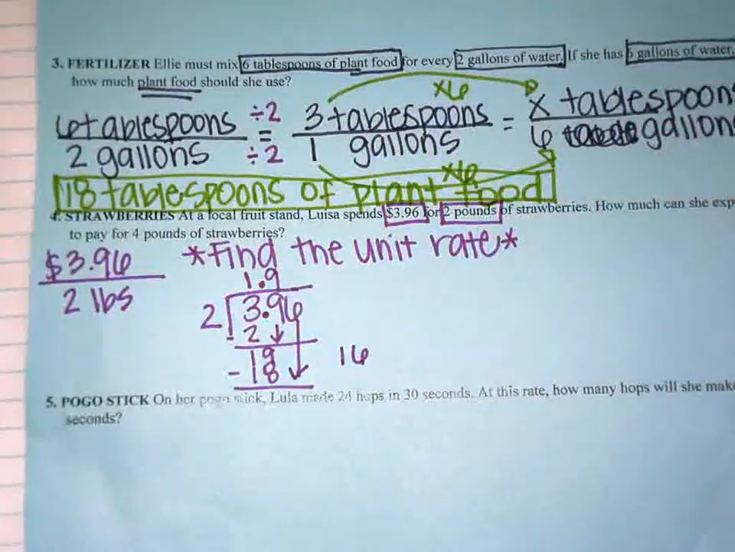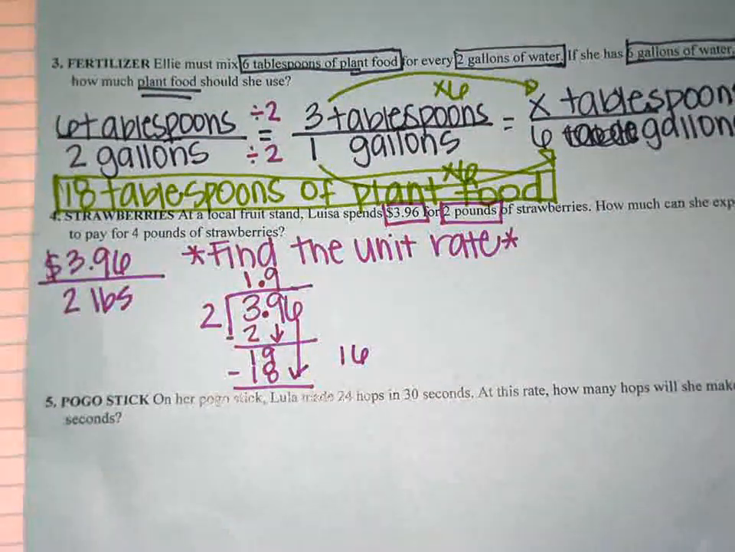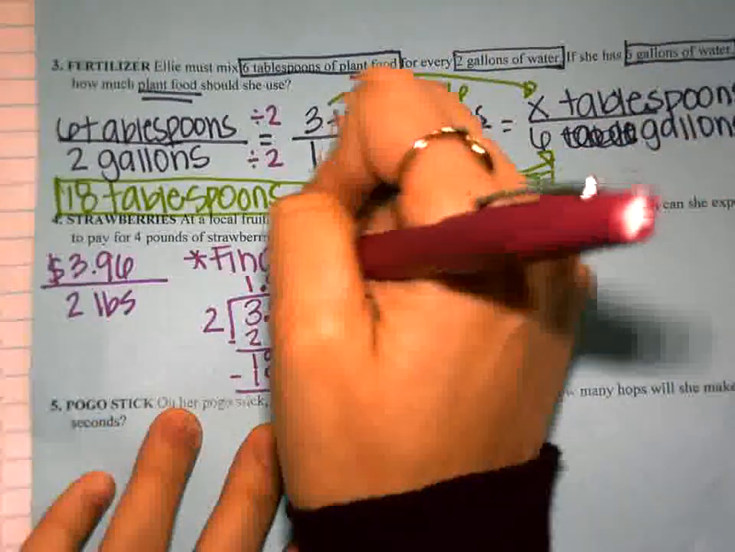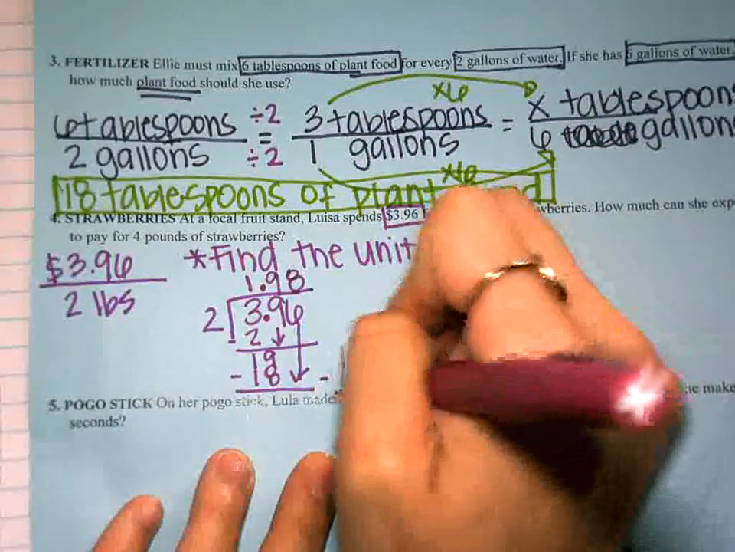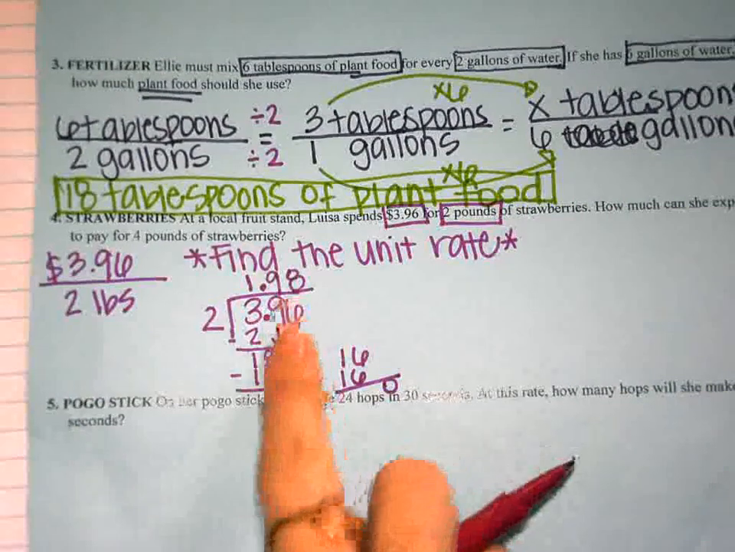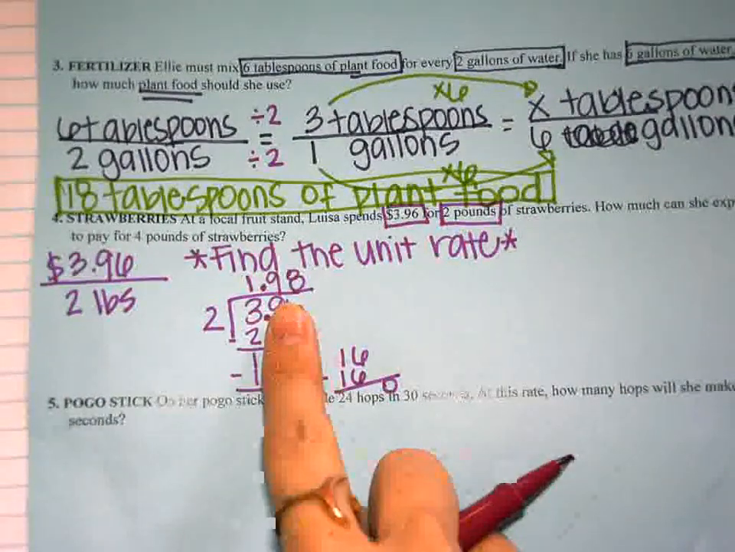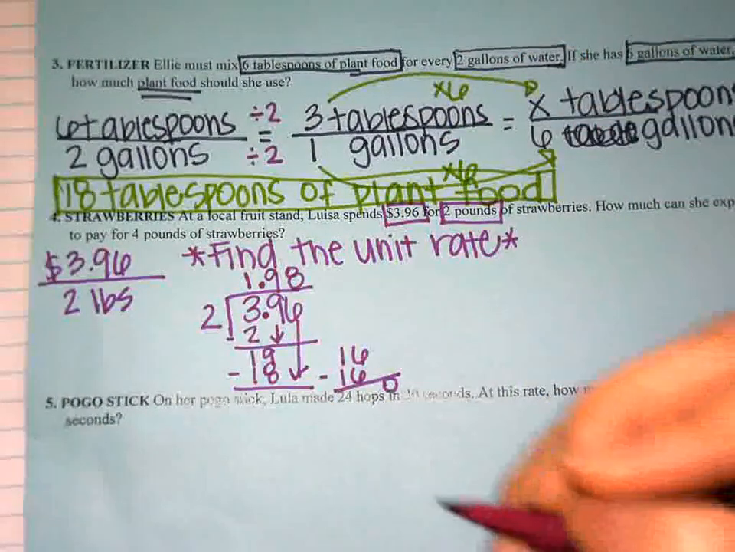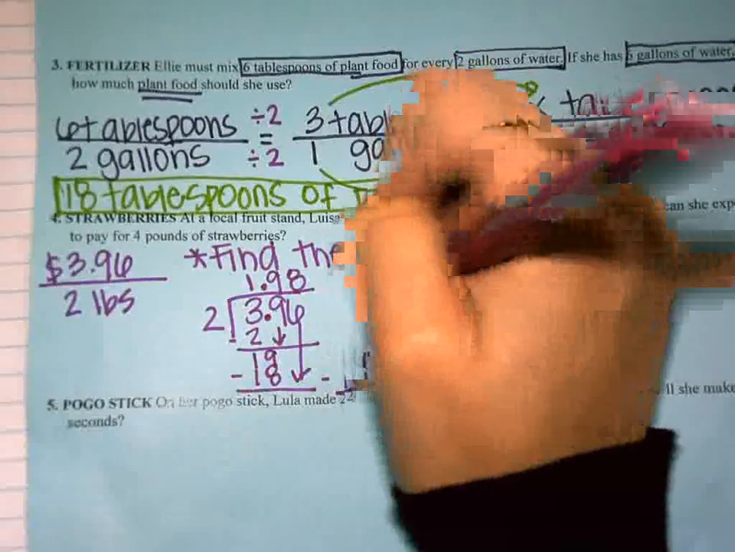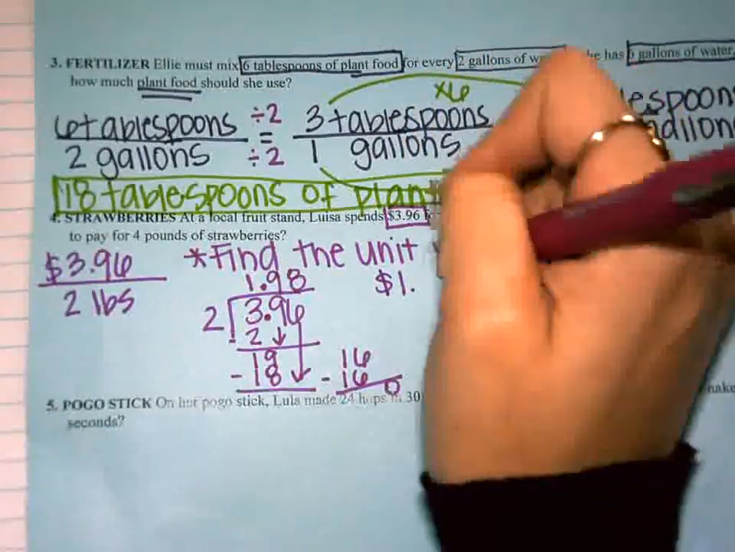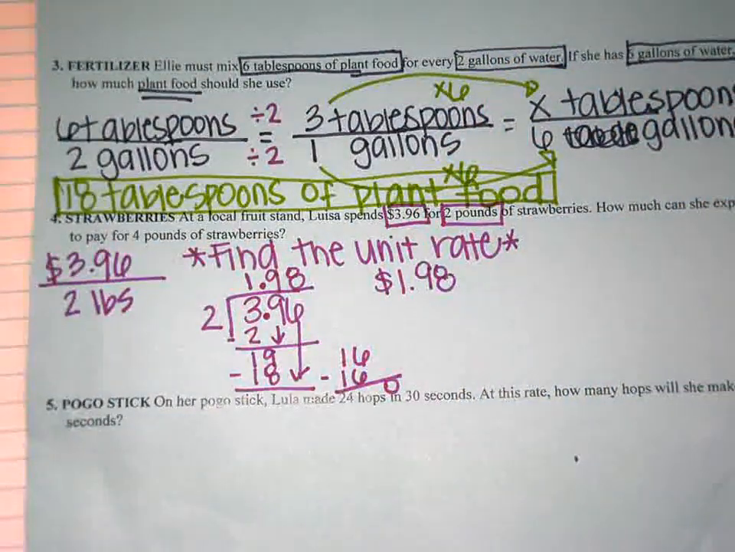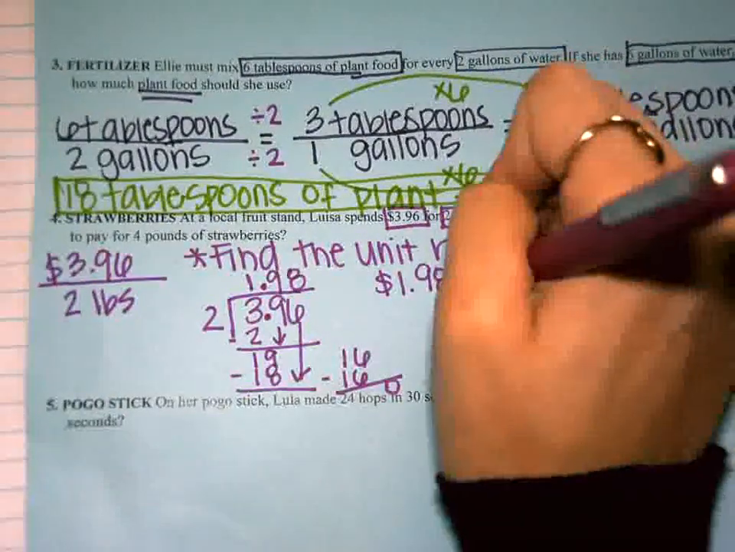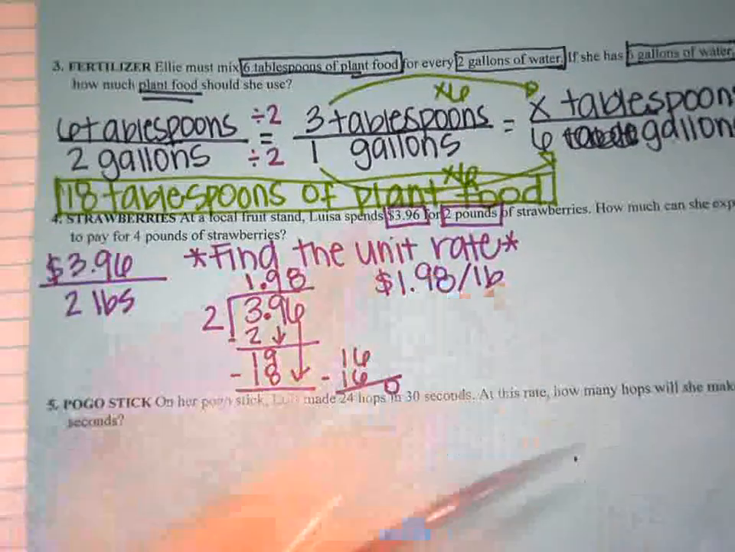So I have 16 now. 2 goes into 16. How many times? Because 2 times 8 is 16. So what's my unit rate? How do I label that, you guys? $1.98. How do I finish labeling it? Per pound. So that is my unit rate.